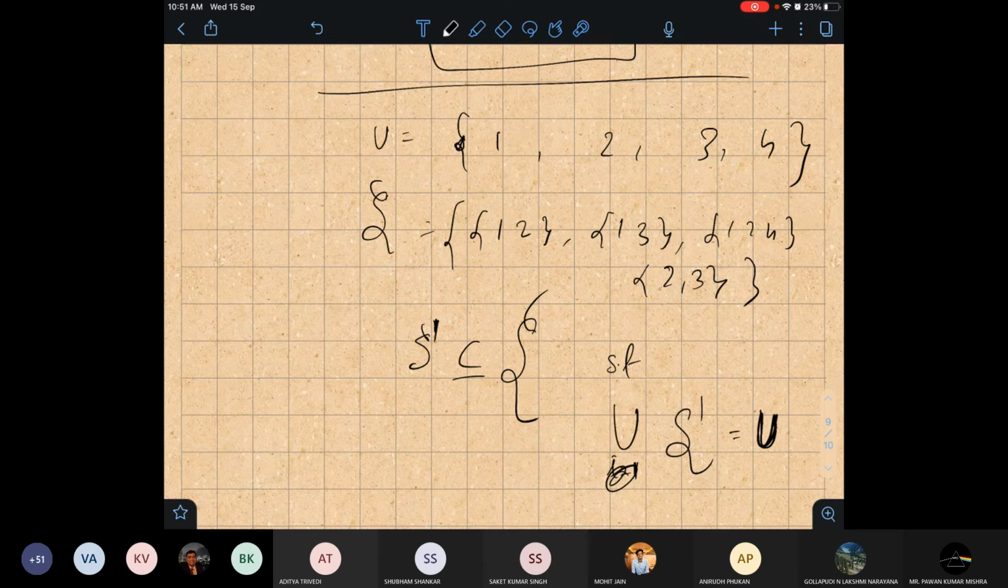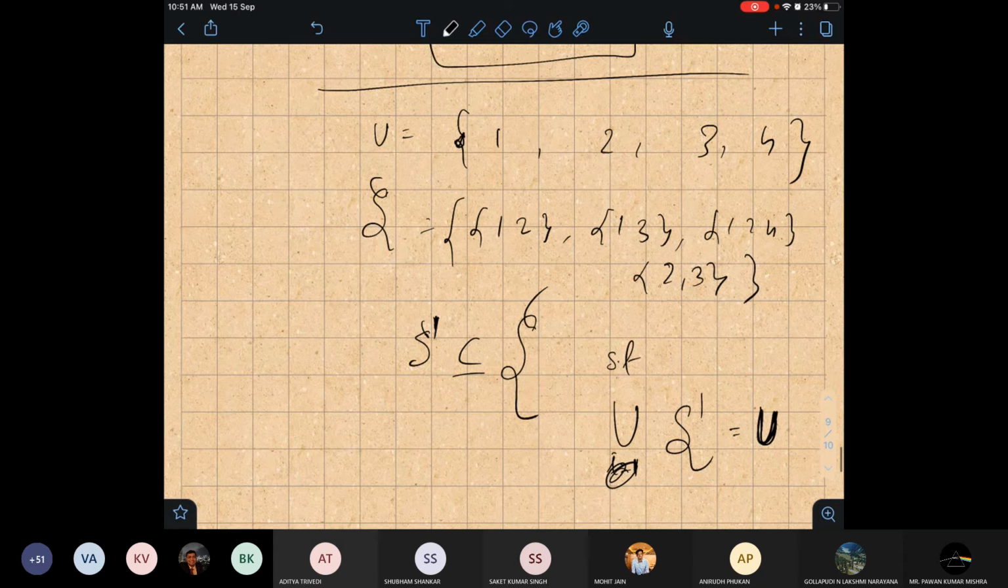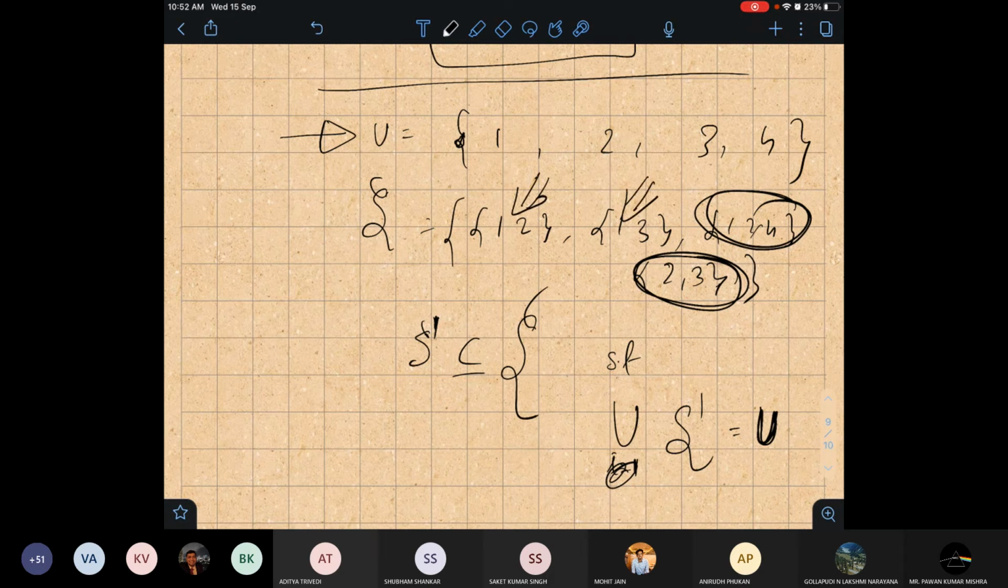Like it has all the elements. Suppose in this example, if I pick this one and this one, these two ensure the covering, because 1, 2, 3, 4, all elements are covered in these two sets. So we say these two are the set cover of this particular U. If we pick these two, 1, 2 and 1, 3, this will not be a set cover because 4 is missing.